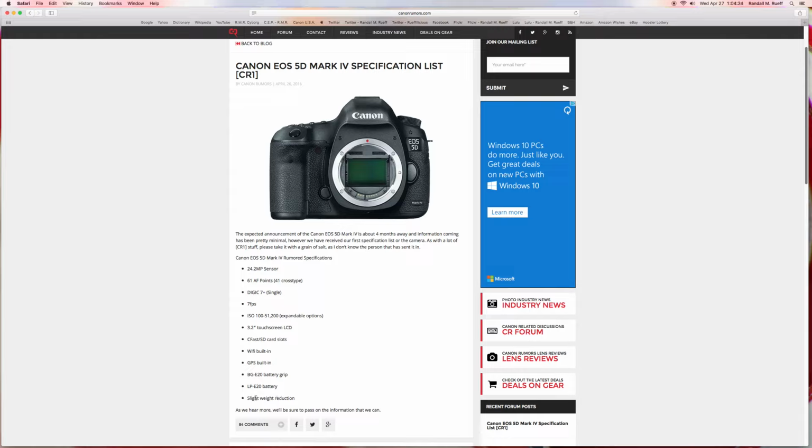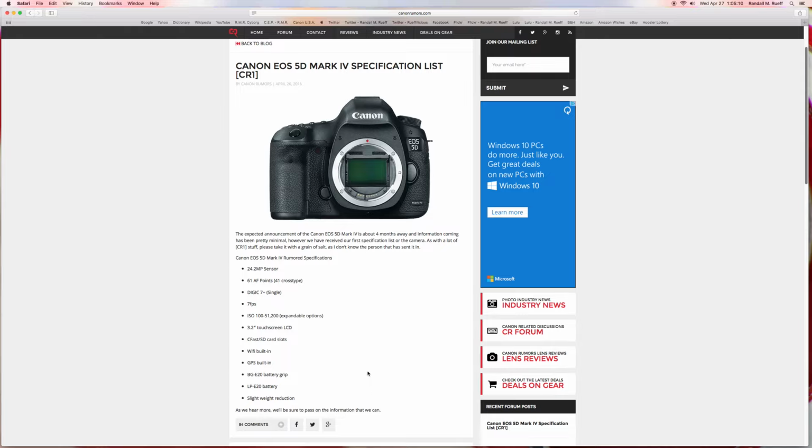Of course, you have to realize slight could mean anything. It could mean 1/10 of a pound, or 1/16 of a pound. Slight weight reduction could be anything. It could be a whole pound, 1/10 of a pound, 1/20 of a pound. As long as it weighs less than what the previous model weighs, that can be anything. But the fact that it weighs a little bit less is good. And they go on to say, as we hear more, we'll be sure to pass on the information that we can. So that's good to know.